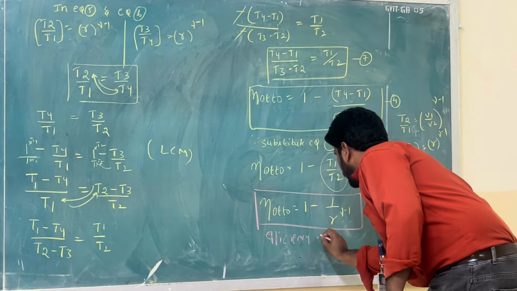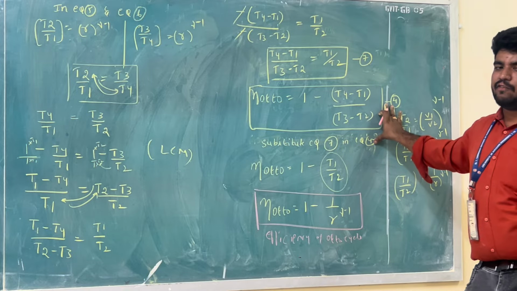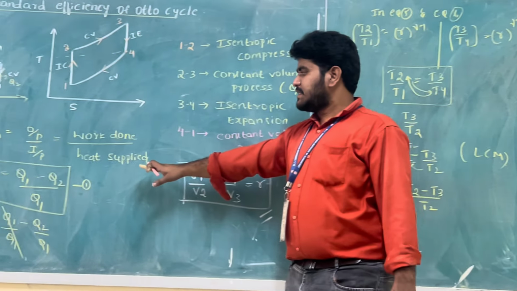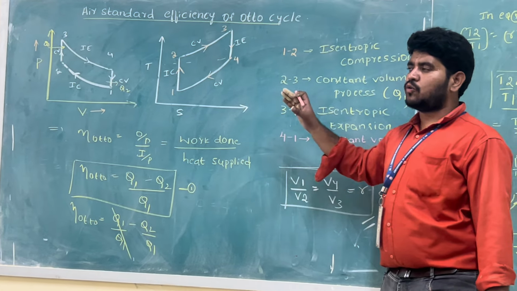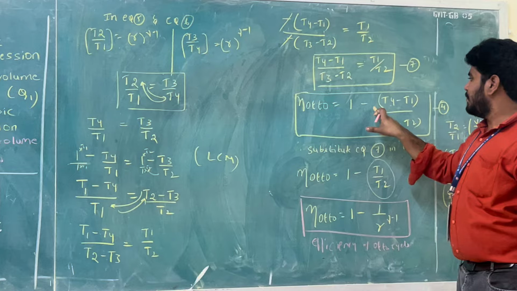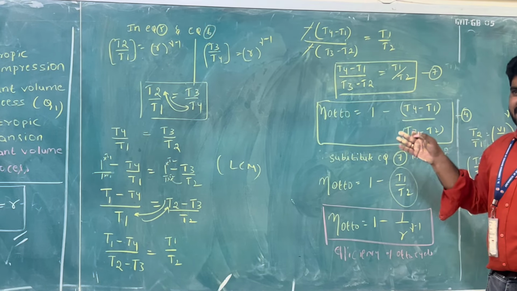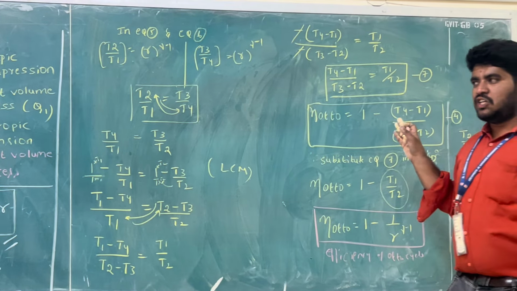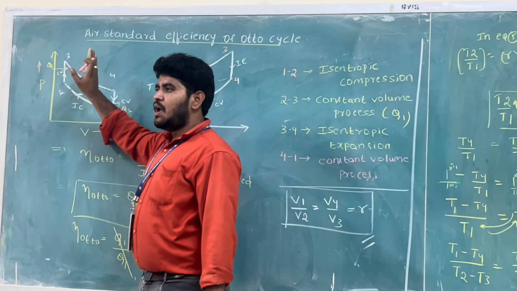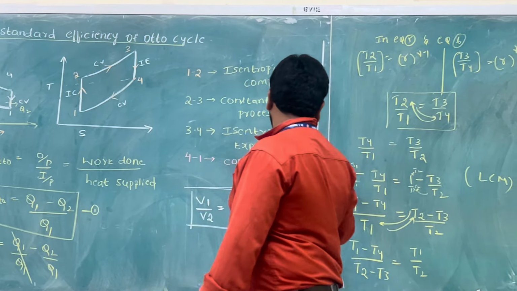Okay, so first we have to consider the efficiency formula. After considering the efficiency formula, we take the heat supplied and heat rejected. After that, we make a standard equation like this, because the efficiency of the Otto cycle is equal to 1 minus (T4 minus T1) divided by (T3 minus T2). This is the first step. After determining the heat addition and heat rejection, next you should go for the isentropic compression and expansion processes, and then do the T-V ratios like this.